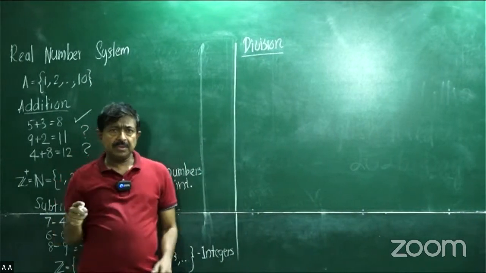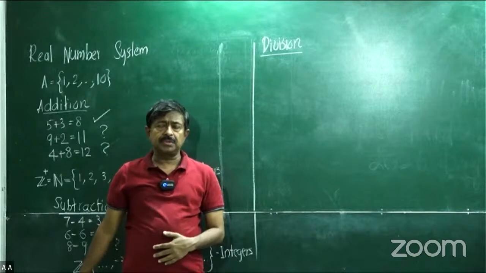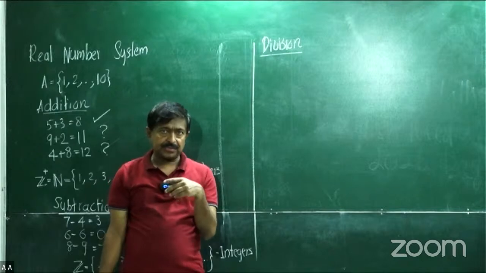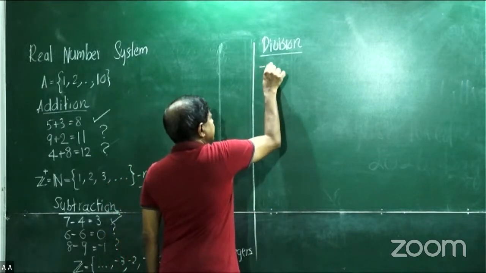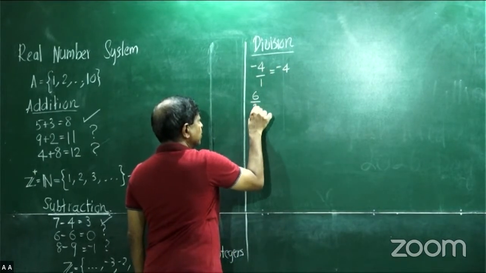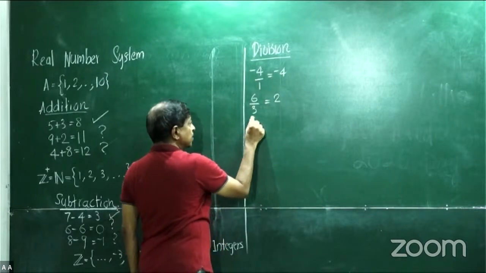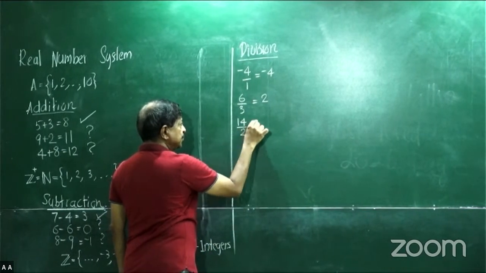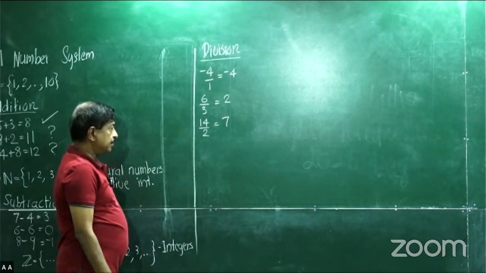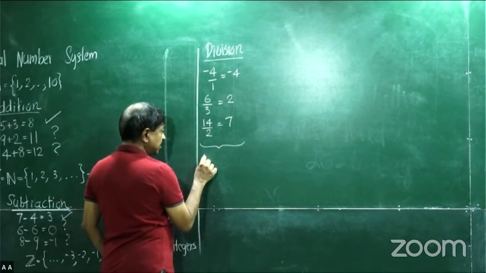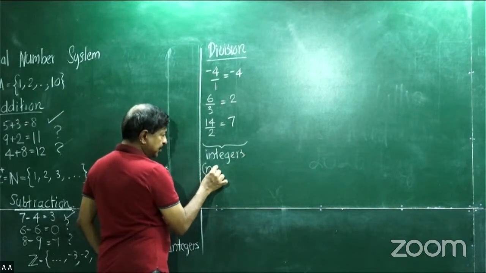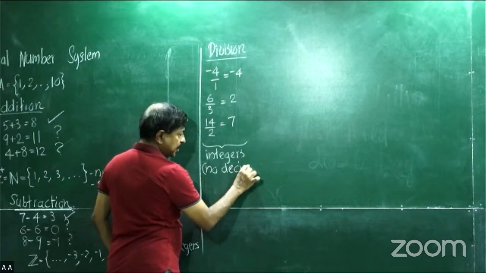When you use division, three types of numbers came up. The first type is the integers themselves. You can divide numbers like this, which is 2, or 14 over 2, which is 7. Even though you divide two numbers, you get a whole number. So integers. You can say there are no decimals here.